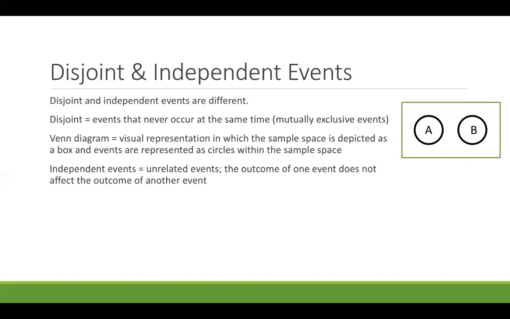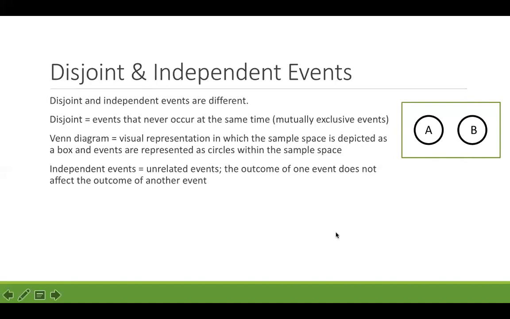A Venn diagram can also represent events as circles within a sample space, which is the box. So if they overlap, that means that they occur at the same time. But since they don't overlap in this case, they represent disjoint events. So independent events are unrelated, and the outcome of one does not affect the outcome of the other, which is important to know, the difference between those two.